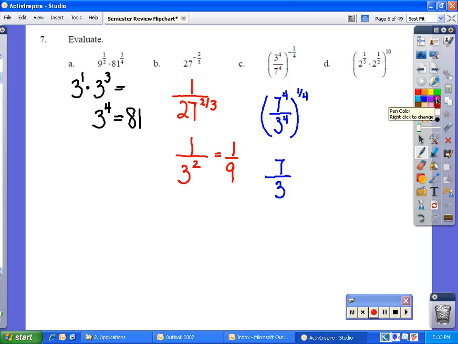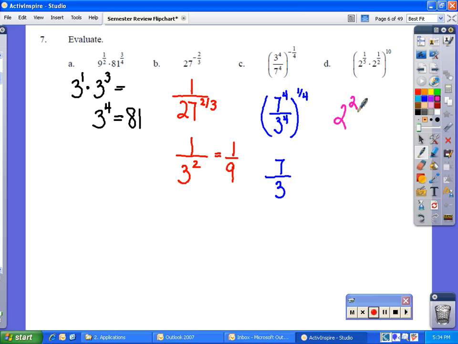On part D, inside the parentheses, we're multiplying powers with the same base, so we could add those exponents. However, then we'd get another fraction. I think it might be easier to raise each of the factors inside the parentheses to the 10th power, eliminating the fractions. So what we'll get first is 2 to the 1/5 times 10 is 2.